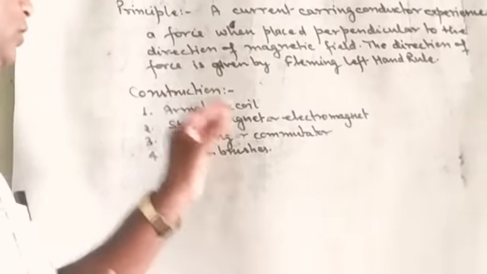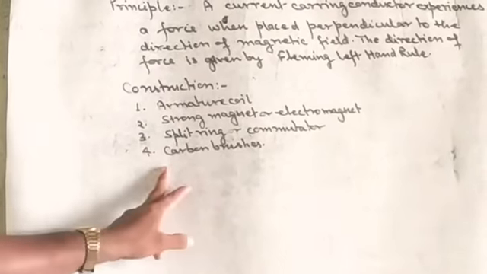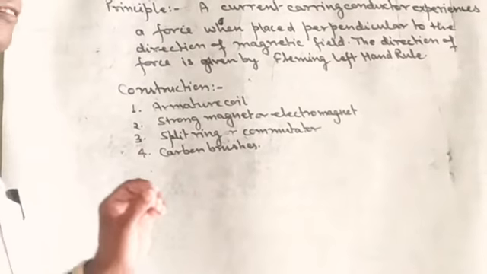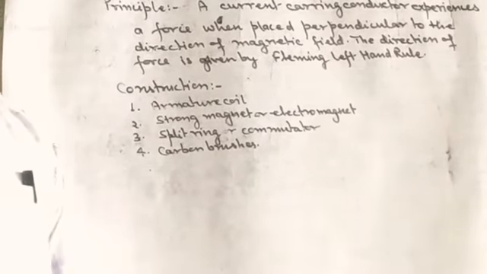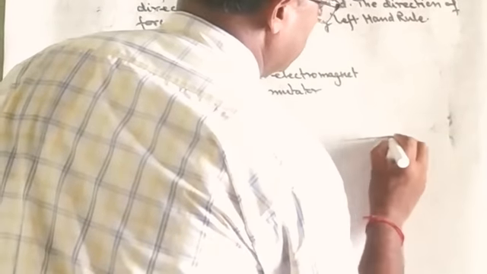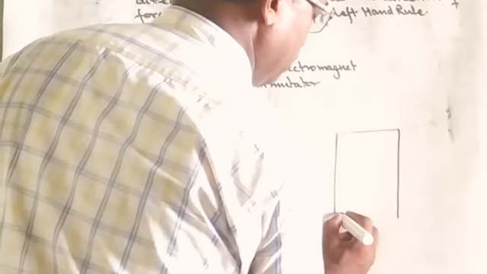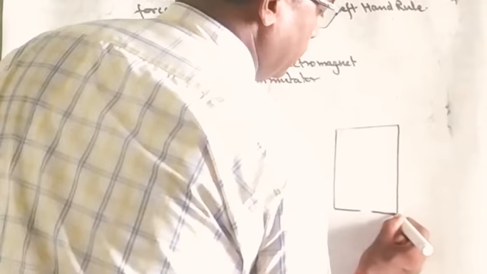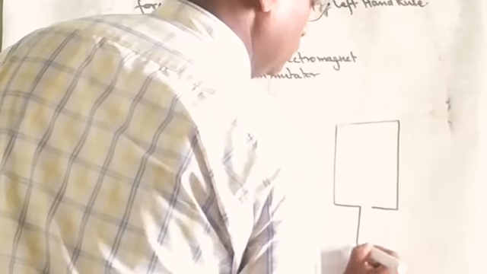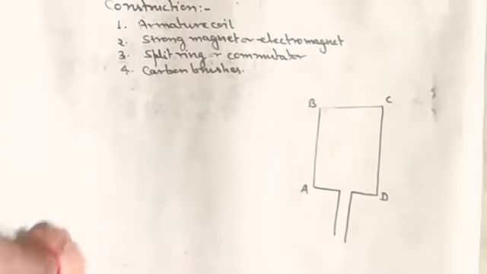Armature coil first. You define it also. Definition and function are both asked here for all these 4 topics. Armature coil is a soft iron core wound with insulated copper wire. I will make it here with a diagram. This is the soft iron core and here the winding of insulated copper wire, like so. A, B, C, D. This is the armature coil.